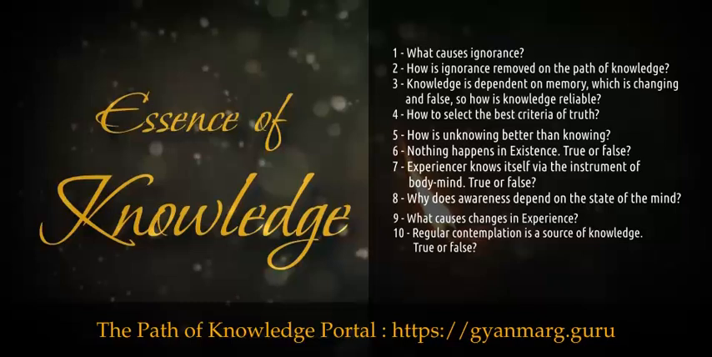How to select the best criteria of truth? To select the best criteria of truth, it must always exist. It should never change, because if something changes, whether at a fast pace or slowly, then it doesn't exist after a certain time. So if it is unchanging, it always exists, so that is the truth. So the best criteria of truth is that which never changes.